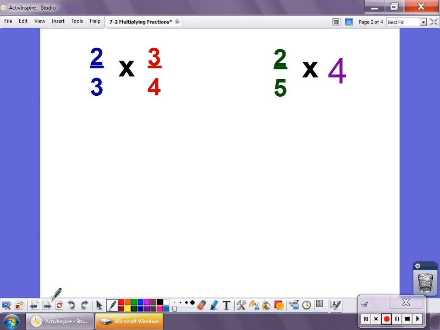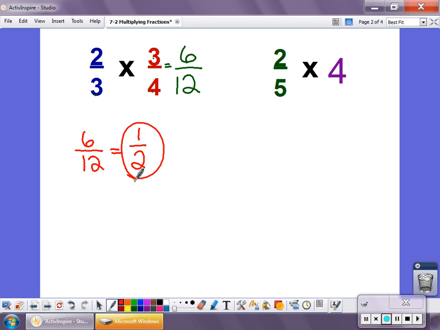So here I have 2/3 times 3/4. Again, remember, step 1, multiply your numerators. 2 times 3 is 6. Step 2, multiply your denominators. 3 times 4 is 12. So now I have a fraction, 6/12. My last step is to simplify. Numerator and denominator can both be divided by 6, which will leave me an answer of 1/2.